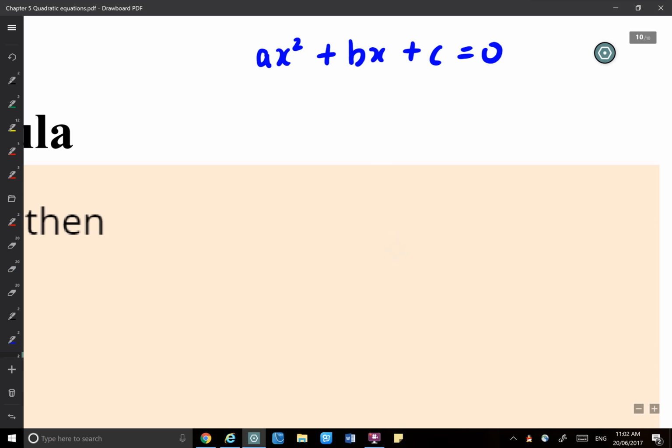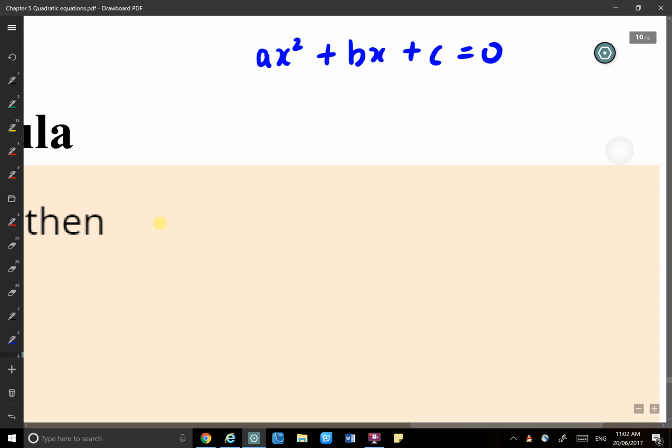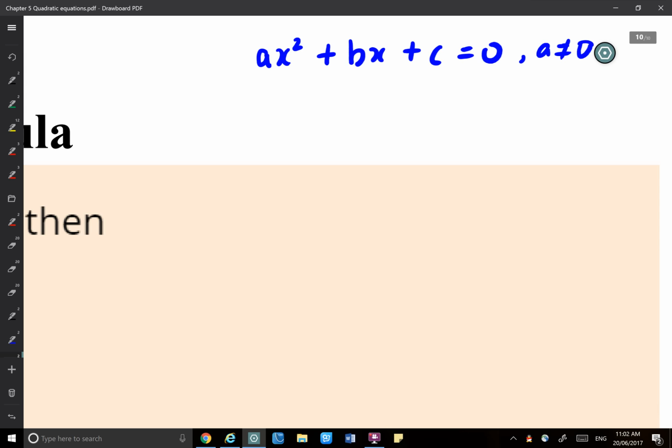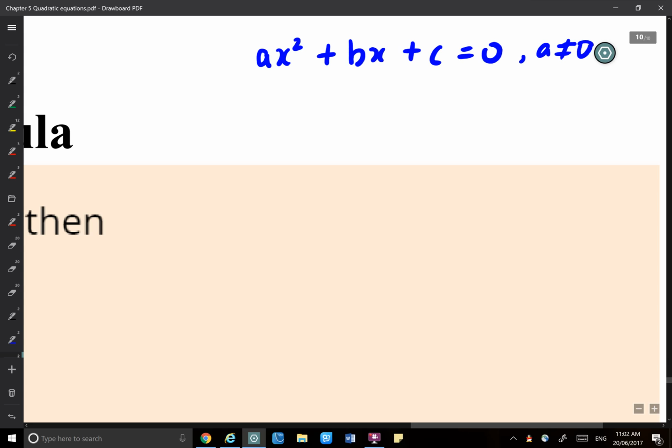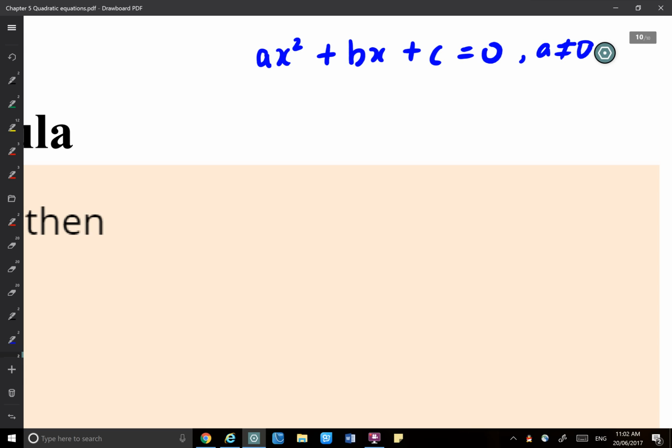Okay, so we have ax squared plus bx plus c equals 0. A, b, c can be any number. You only need a not equal to 0. If a equals 0, then it's not a quadratic, it's linear. So first, you want a not equal to 0, and b and c can be any other number. B and c can be 0.